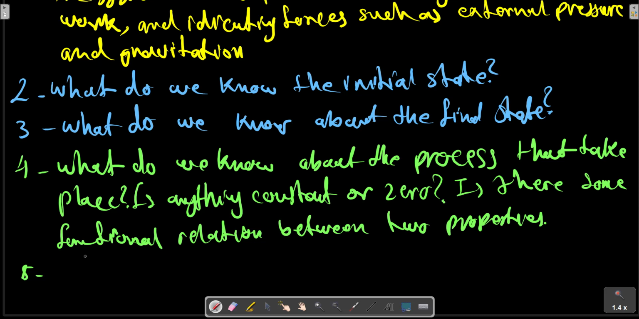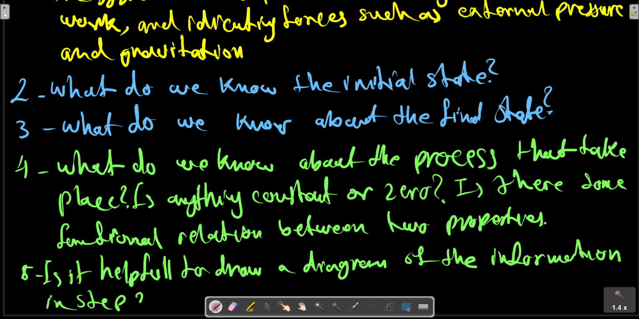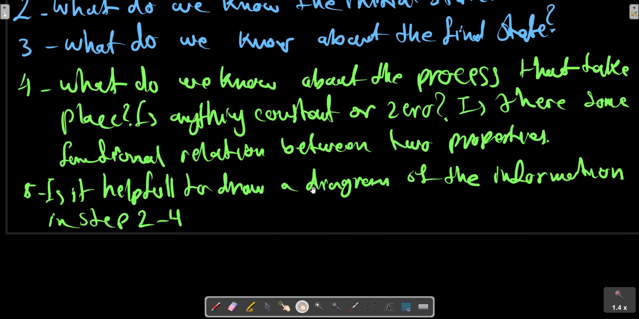Is it helpful to draw a diagram of the information in steps 2 to 4? For example, TV or PV diagrams.